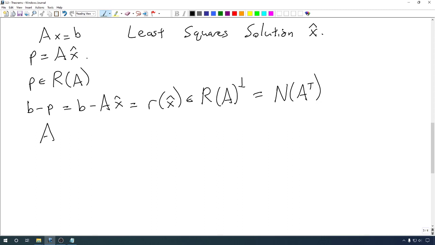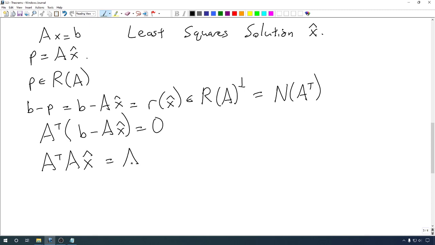In other words, if we take A transpose times (b minus A times x hat), we want that to equal 0. We can rearrange this a little bit, basically distribute the A transpose to each of these terms and move stuff around. We get down to the equation A transpose A x hat is equal to A transpose b.